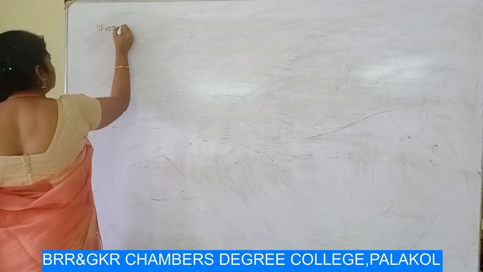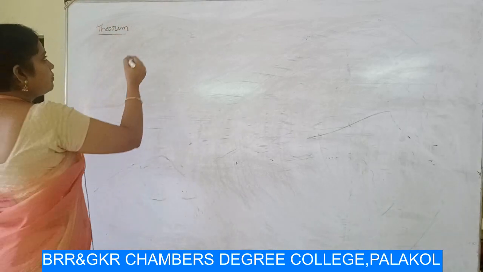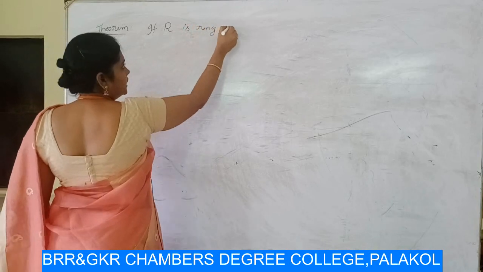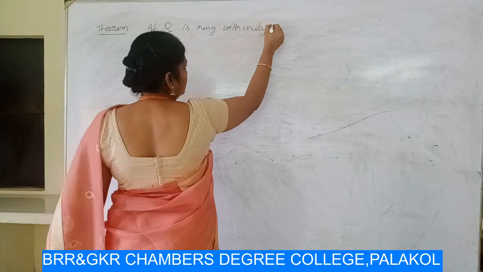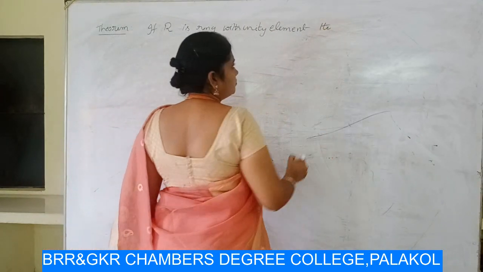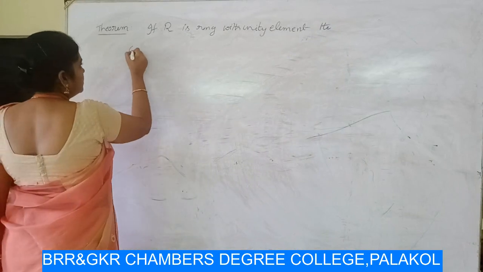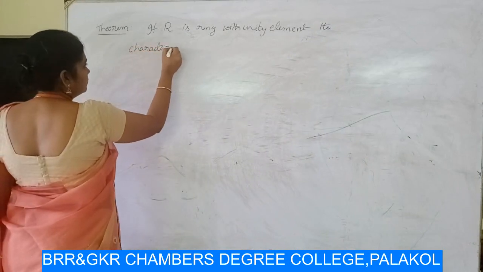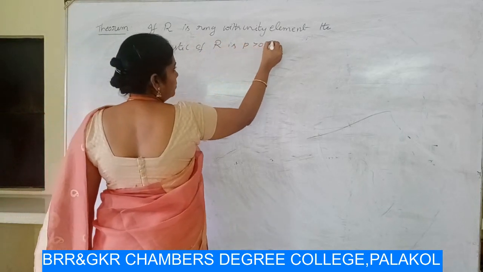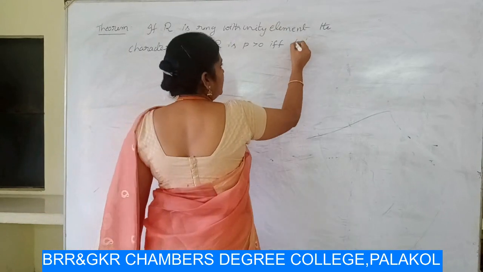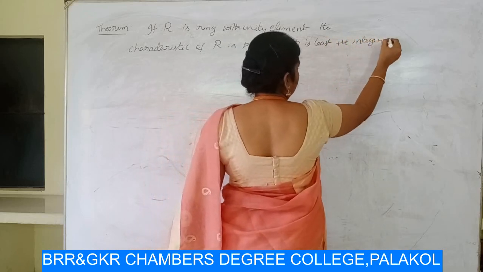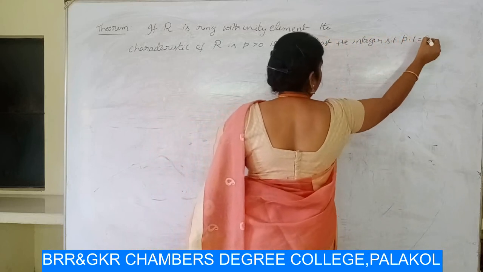Statement: If R is a ring with unity element, the characteristic of R is P greater than 0 if and only if P is the least positive integer such that P into 1 is equal to 0.